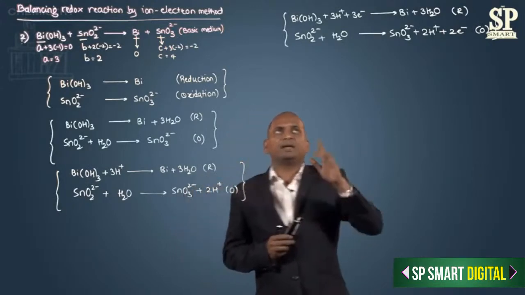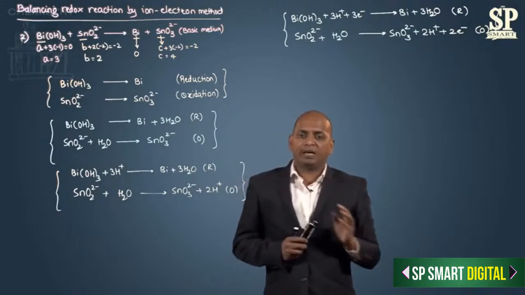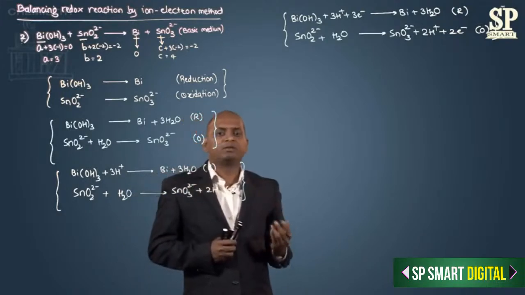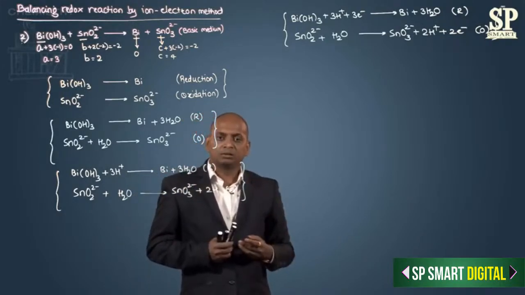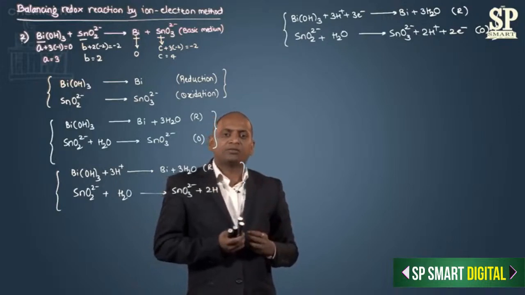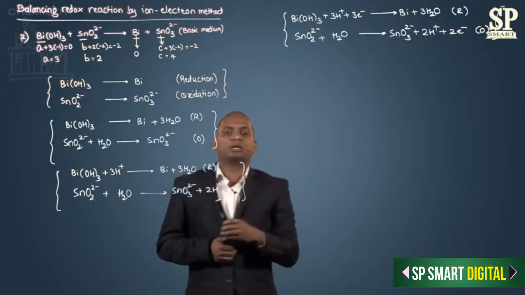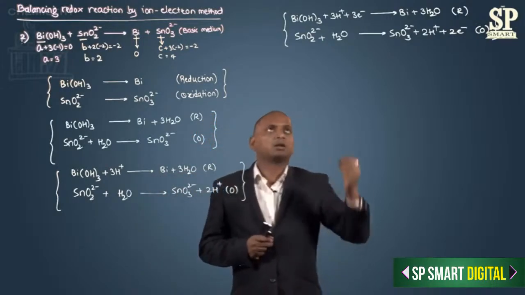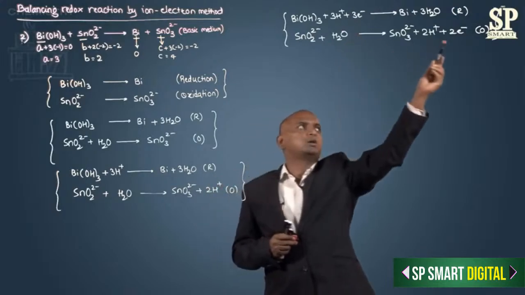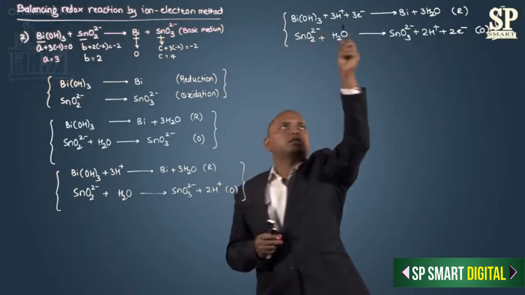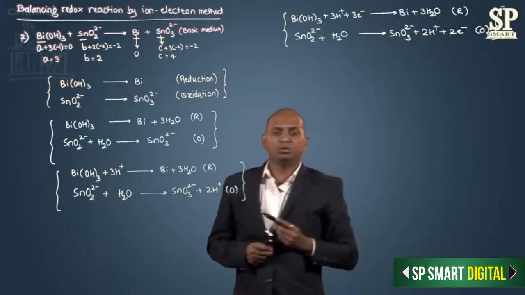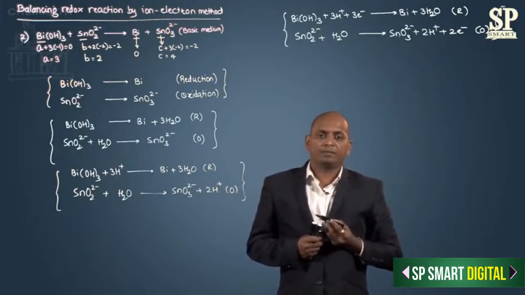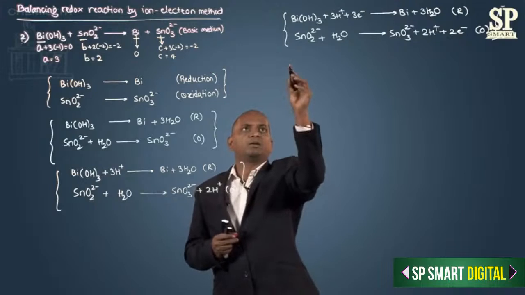Now till now we balanced the charge, we balanced the hydrogen, we balanced the oxygen, everything is set. Now the next step, we have to cancel the electrons. So we have to equalize them. So for equalization, we have to multiply both the equations with a proper integer. 3 electrons, 2 electrons. So this reaction needs to be multiplied by 2, while this reaction needs to be multiplied by 3.